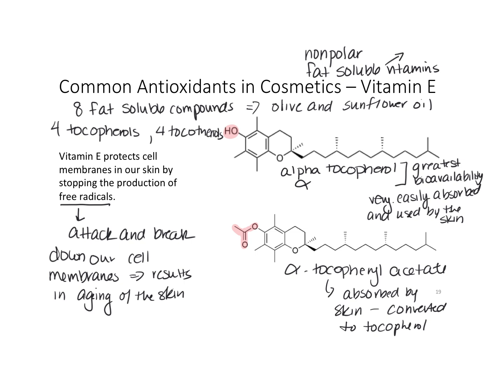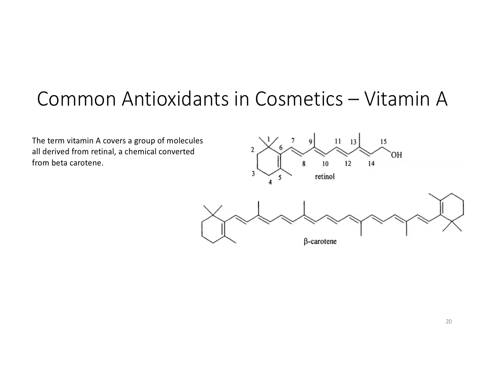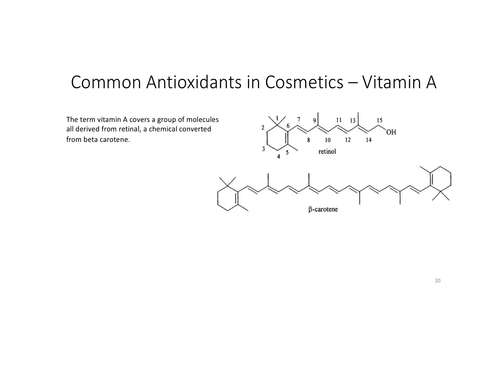When we talk about fat soluble vitamins, there are 4, A, D, E, and K that are commonly the fat soluble vitamins. The next antioxidant that we have is vitamin A. That's also a fat soluble vitamin. The term vitamin A covers a group of molecules that are all derived from retinol, which is a chemical converted from beta carotene. So when we look at beta carotene here, you may have heard of beta carotene. It's found in carrots. It makes carrots orange, right? And retinol is a derivative of that.